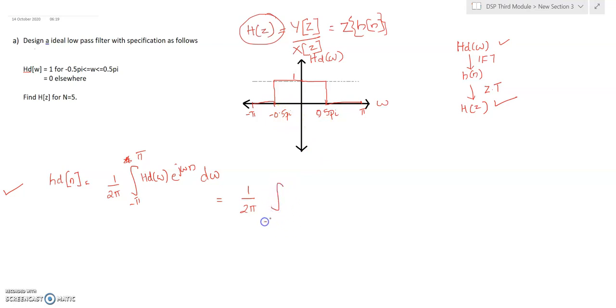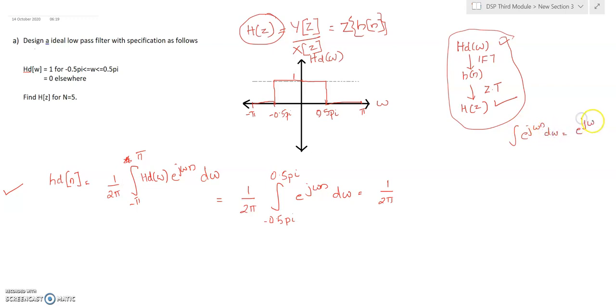So we can modify this equation to minus 0.5 pi to 0.5 pi, and HD of omega in that span is equal to 1. So it can be reduced to e raised to j omega n d omega. Moving on, we can write it as 1 by 2 pi, and a few concepts that you can remember for solving this equation: the integral of e raised to j omega n d omega will be equal to e raised to j omega n by jn.